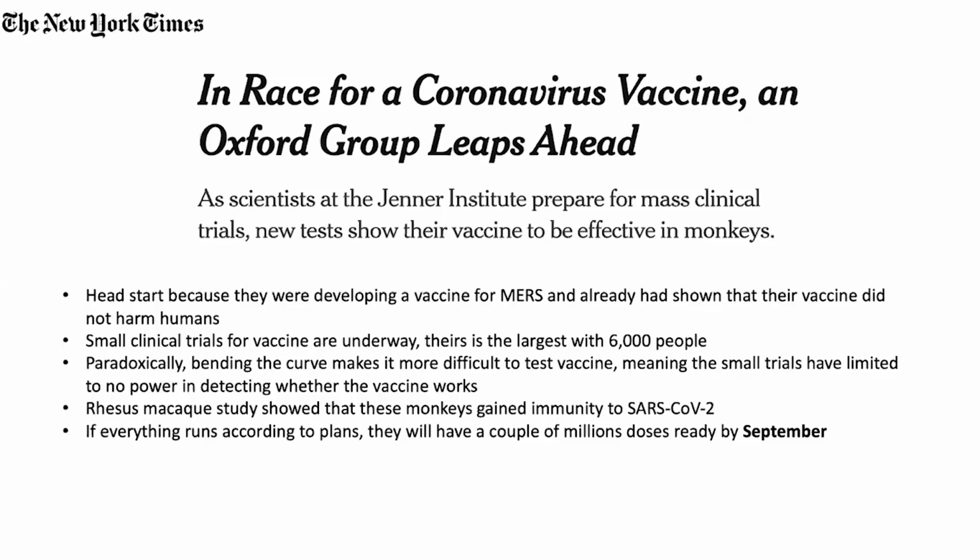This is just one of the many articles about this news, in the New York Times. The reason why this group has an advantage is because they've been working on creating a vaccine for MERS, a related virus. And they had already shown that the vaccine that they're making for MERS did not harm humans. And so that's obviously a good step forward. And then they're about to perform a clinical trial with the vaccine with 6,000 people. So that will happen in the next month. And that's an enormous group of people, and that's very promising.